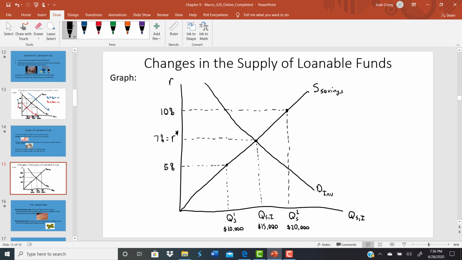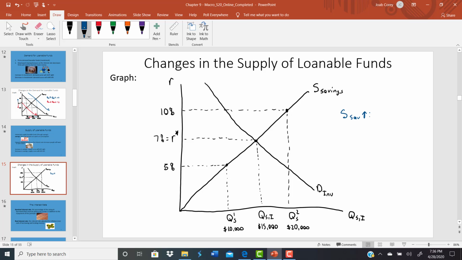So what happens if we were to have an increase in the supply of savings? What would happen if people are just more eager to put money in the bank? Maybe they're anticipating a recession or some bad times, and they know they need to store up some money in case those bad times hit. What happens when the supply of savings goes up?